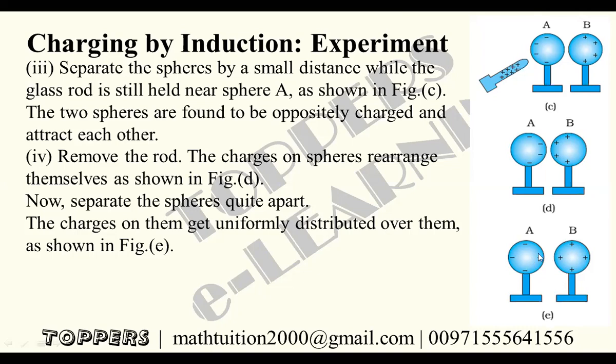So the charge on body A will be uniformly distributed all over the surface of the sphere. The negative charge is distributed with equal distances over the whole surface. Similarly, the positive charge. So this body has an excess of electrons. This has a deficiency of electrons. So one becomes positively charged, and the other is negatively charged.